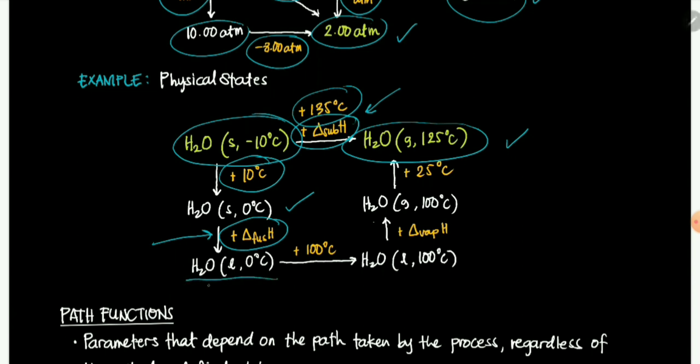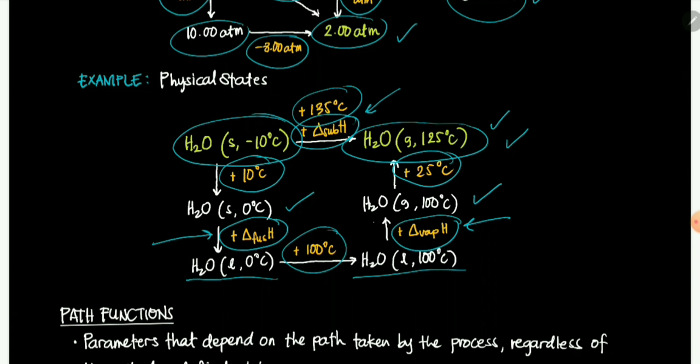So, magkakaroon tayo ng liquid water at 0 degrees Celsius. So, mag-add tayo ng 100 degrees Celsius para ma-reach na yung temperature na to. So, liquid water na siya at 100 degrees Celsius. Okay? So, after nyan, papalitan natin yung phase. Gagawin natin siyang gas. So, we have to input the enthalpy of vaporization. So, vaporization enthalpy is the enthalpy or the energy needed to convert your liquid to a gas at constant temperature. So, magkakaroon na tayo ng water vapor or yung gaseous water natin at 100 degrees Celsius. Tapos, finally, mag-add lang tayo ng 25 degrees Celsius na temperature, ma-reach natin yung final state.